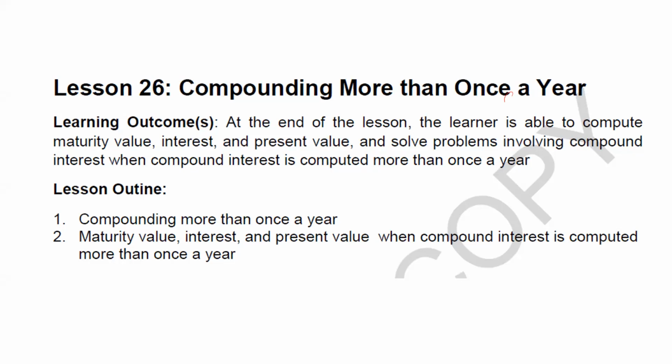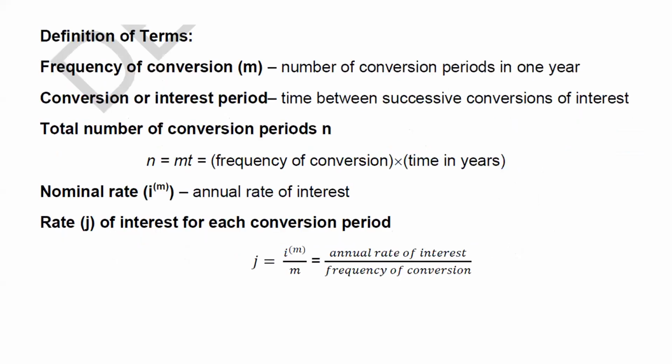So at the end of the lesson, you will be able to compute maturity value, interest, and present value, and solve problems involving compound interest when compound interest is computed more than once a year. So our lesson outline is compounding more than once a year. We have here maturity value, interest, and present value when compound interest is computed more than once a year.